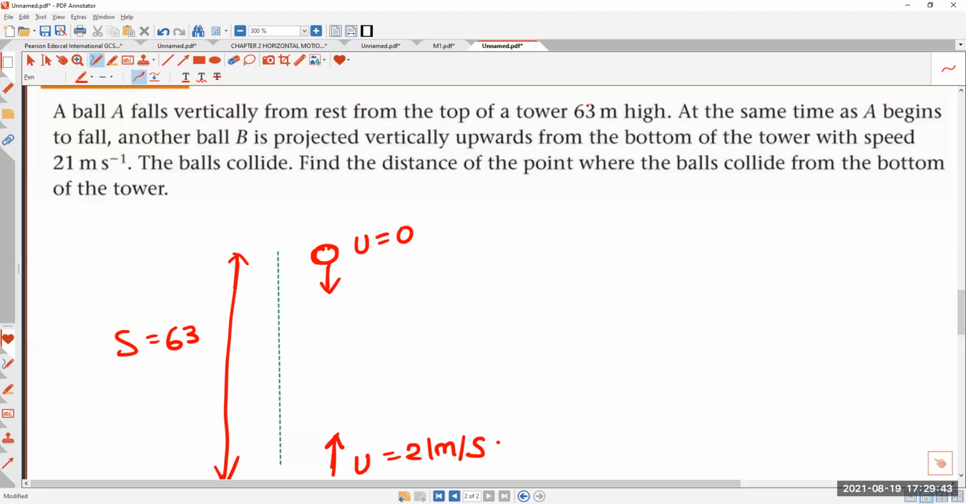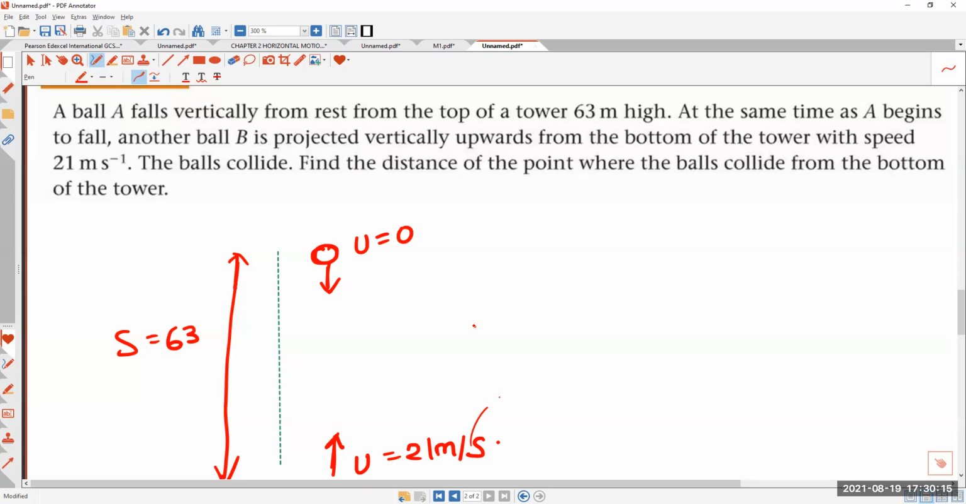So the balls collide. Find the distance of the point where the balls collide from the bottom of the tower. Now the problem is they did not give us any other information, like how long the objects were traveling. So now you see how we have to extract this information. Before me teaching this you won't know it, so since I'm teaching it you have to remember, such sums exist, and this is how you should extract the information.